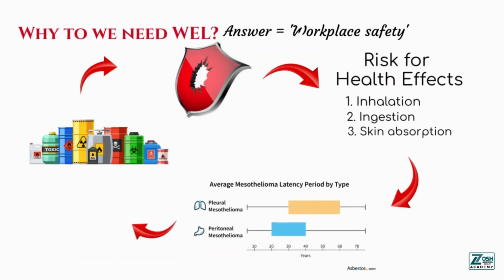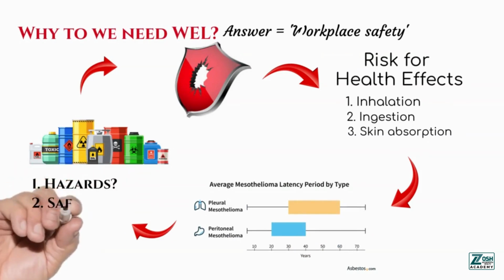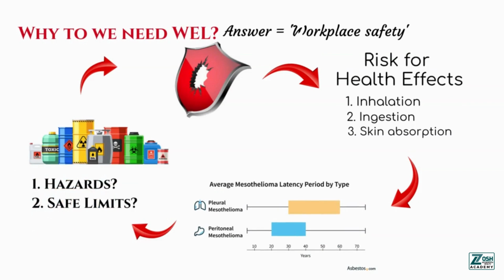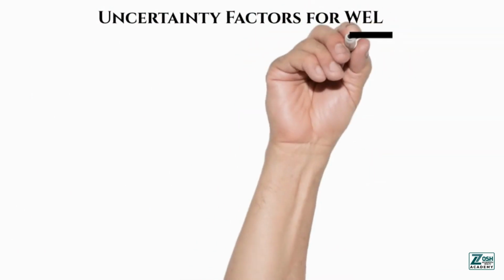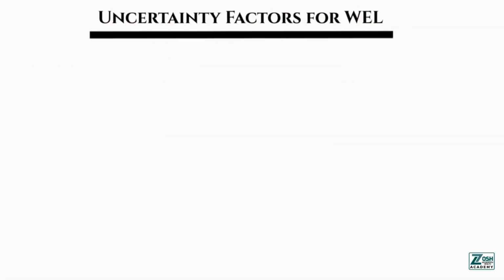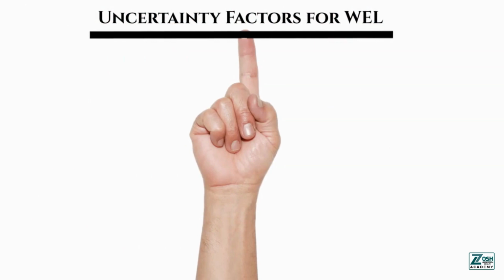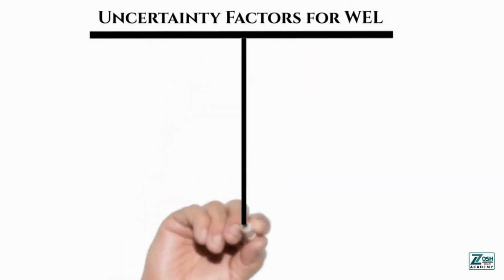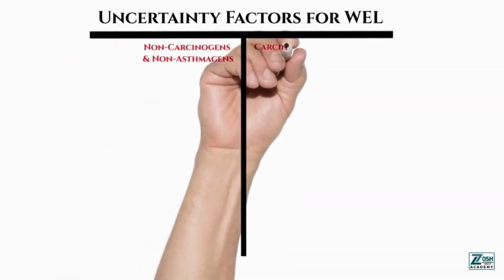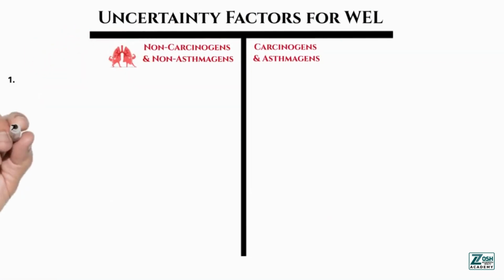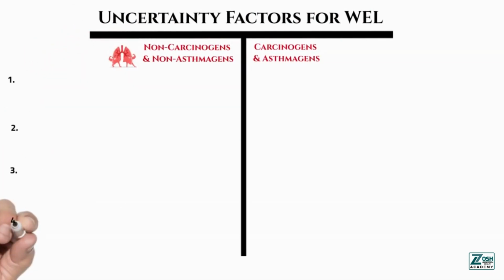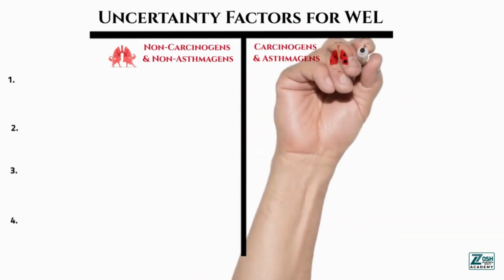1. What are the hazards exposed at a specific workplace? And 2. What is the safe limit of exposure to those hazards? Workplace exposure limits are derived from some prejudged criteria expressed in the form of uncertainty factors. These may differ for non-carcinogens and non-asthmagens when compared to carcinogens and asthmagens. Let's discuss the 4 uncertainty criteria for non-carcinogens and non-asthmagens and 2 uncertainty criteria for carcinogens.